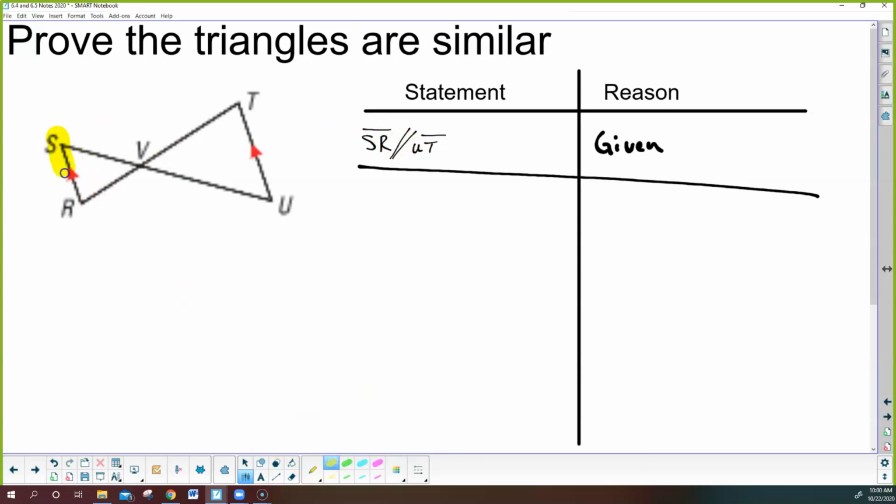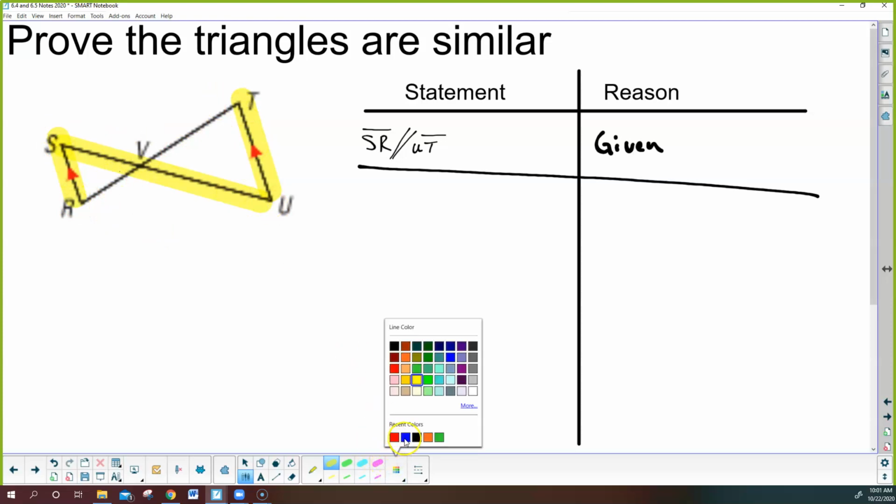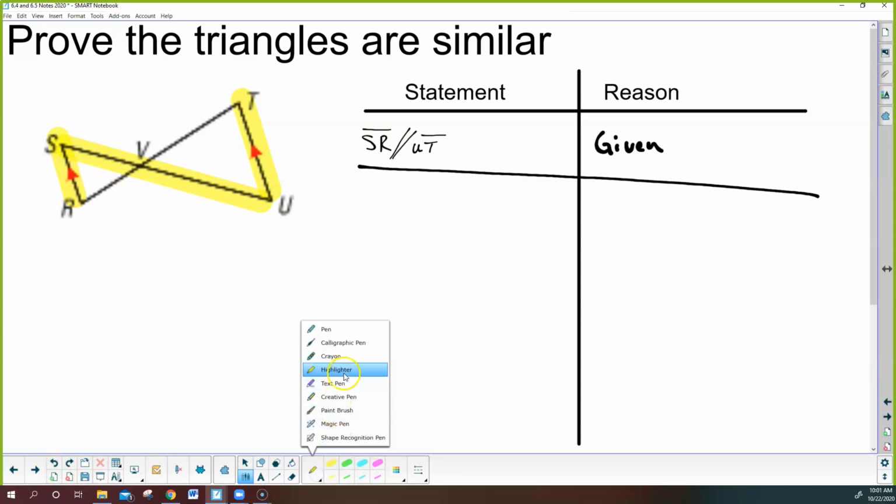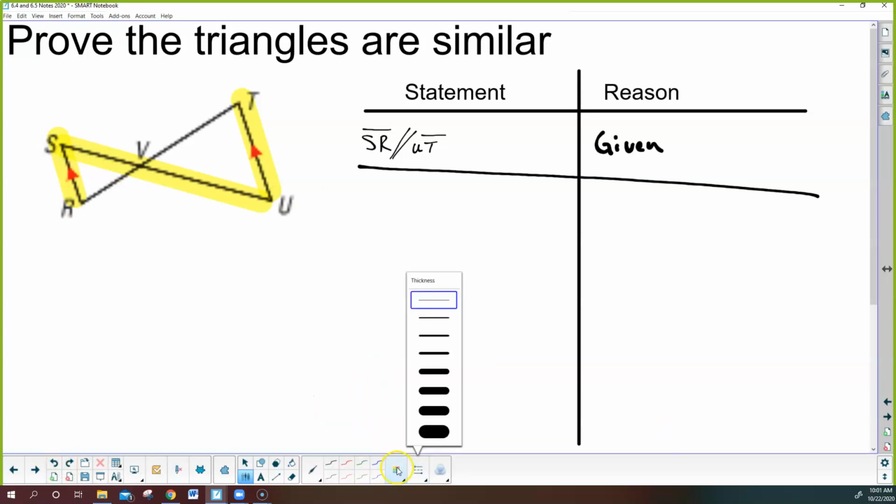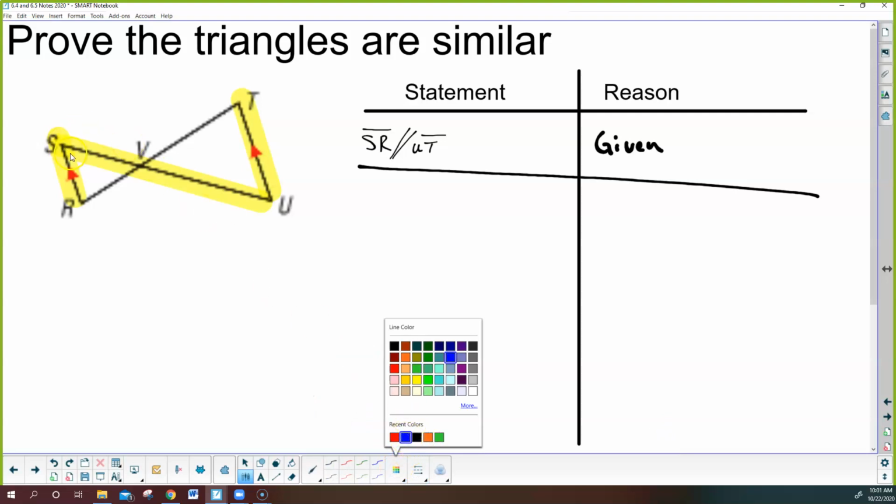Go back to your cheat sheet. When we have parallel lines, you can pick one of the transversals. I'm going to pick this one, but you could pick the other one. And what does that make? It makes a Z. When you have a Z, alternate interior angles are congruent. So angle S, and I'm okay to call this angle S, is congruent to angle U.